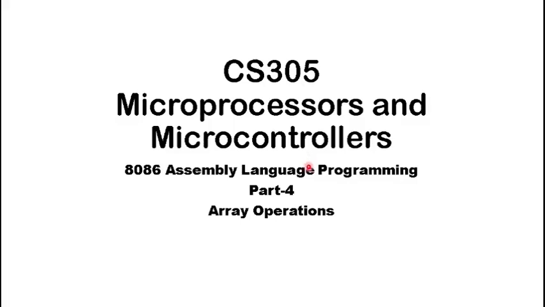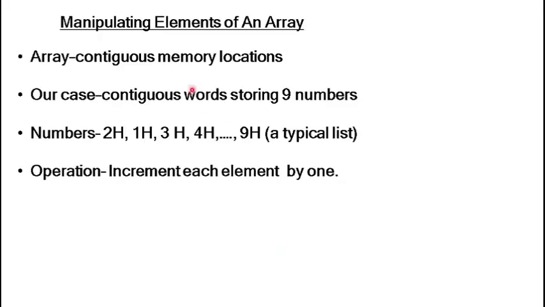This is part 4 of 8086 assembly language programming, and we will see how we can process arrays in assembly programming. So arrays are contiguous memory locations, and the locations can be either bytes or words.